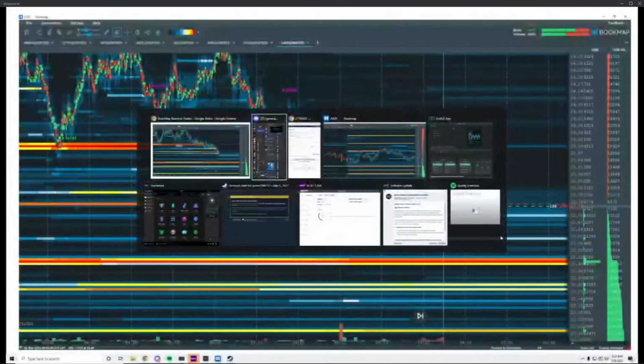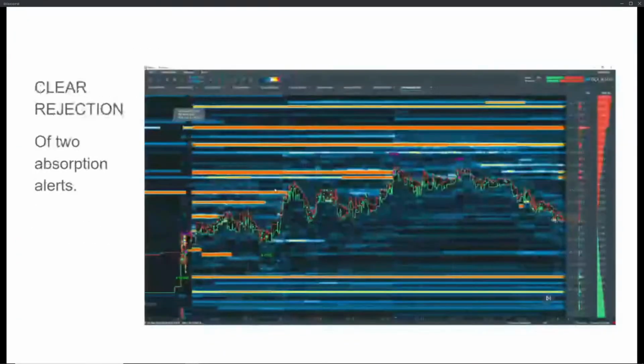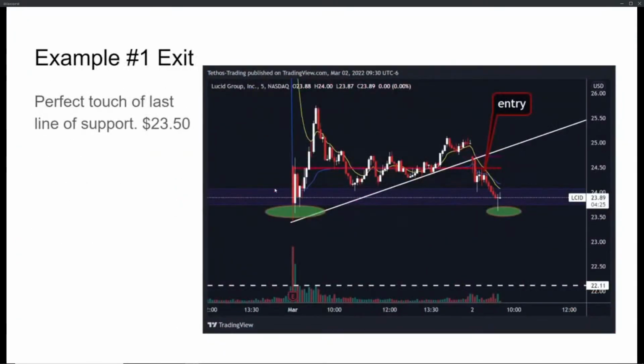Yeah, no, I love it. I love the simplicity and the clarity. You know exactly what you're looking for, what you're doing, where to get in and where to get out. Just having that kind of clarity.